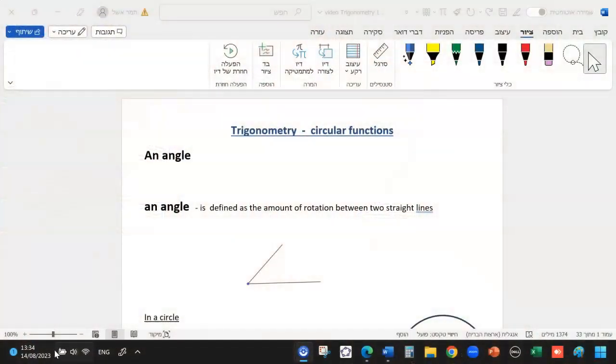Hi, hello, and welcome to this video, the first out of a few videos in which we'll go over the basics of trigonometry. So let's go to the file. We'll go over some basic definitions that we'll need later on.